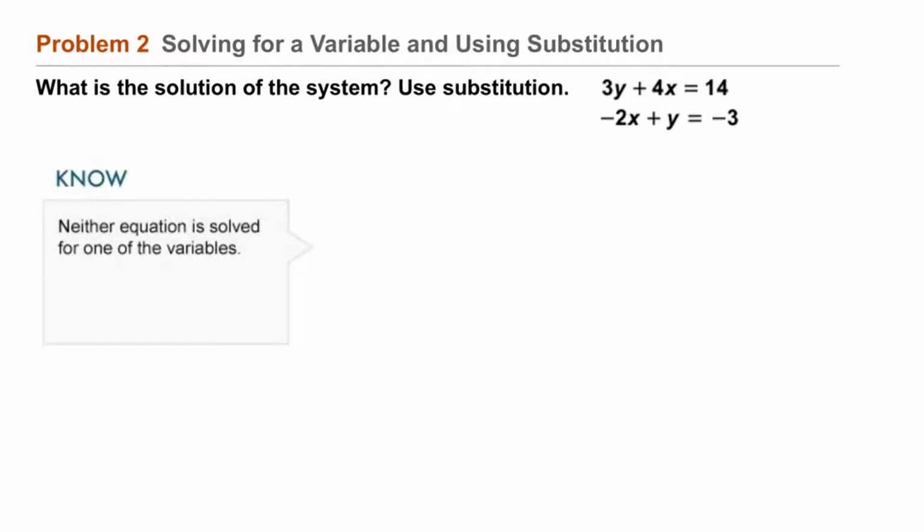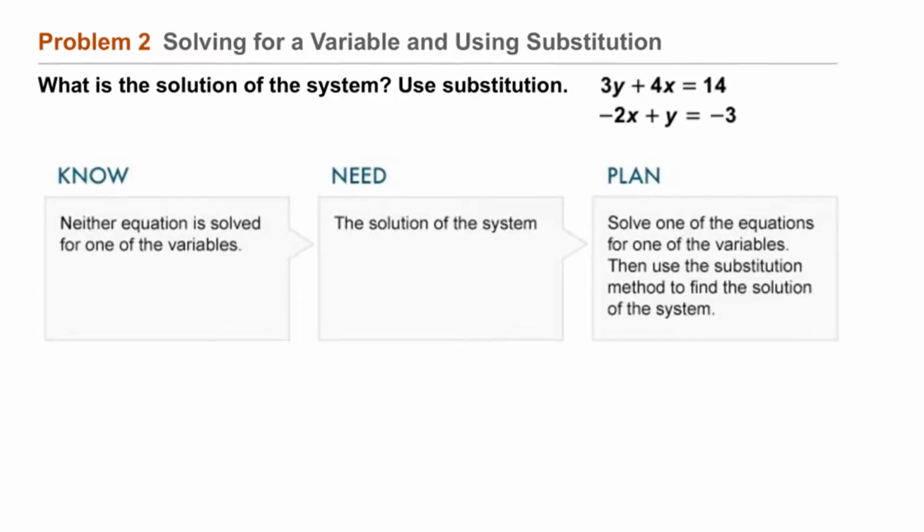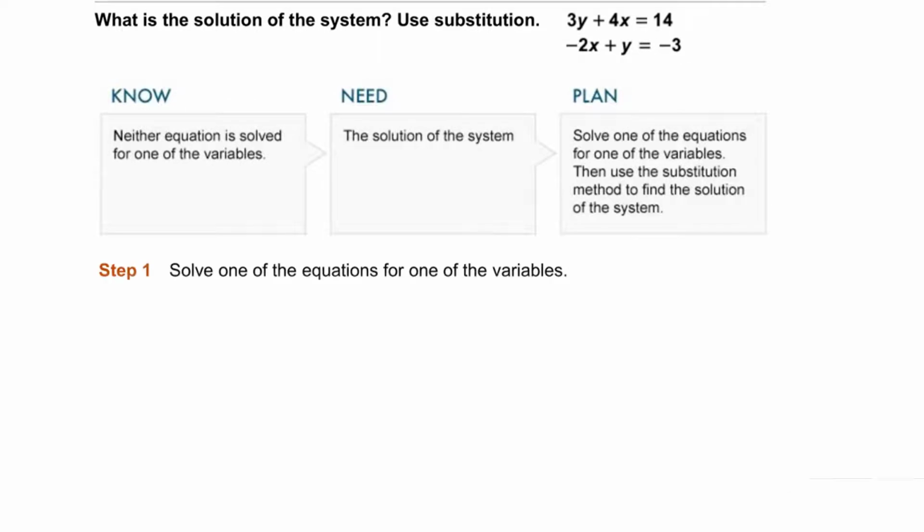We know that neither equation is solved for one of the variables. We need the solution of the system, and our plan will be solve one of the equations for one of the variables, then use the substitution method to find the solution of the system. Step 1. Solve one of the equations for one of the variables. In this case, we're going to solve the second equation for y.